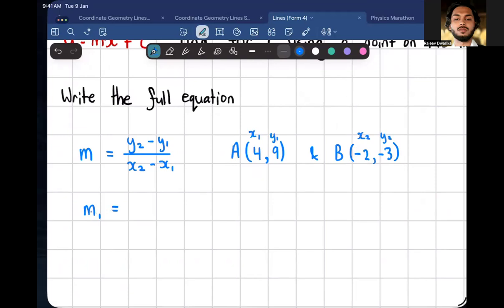So now we're just going to substitute that into the gradient formula, right? To find the gradient of the first line. You see me write M1, that little 1 there means I'll be finding the gradient of the first line. So tell me what to substitute, and Ria, you'll tell her if she's correct. So tell me what to write there, Sienna. You'll write -3, -9, and then on the bottom you write -2, -4. Okay.